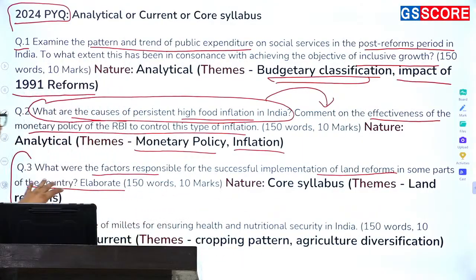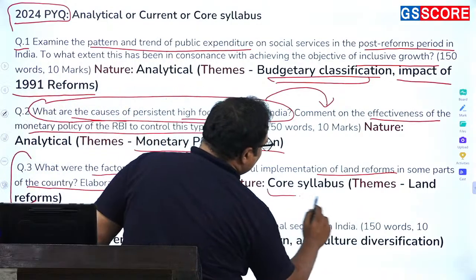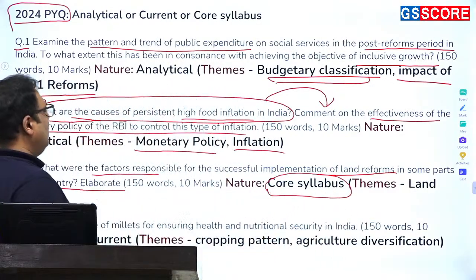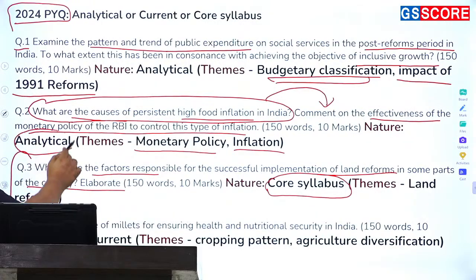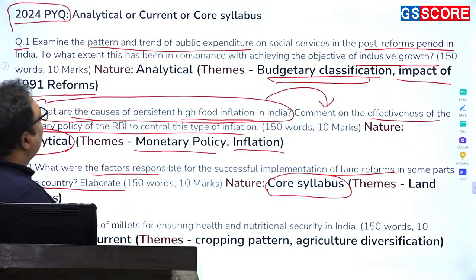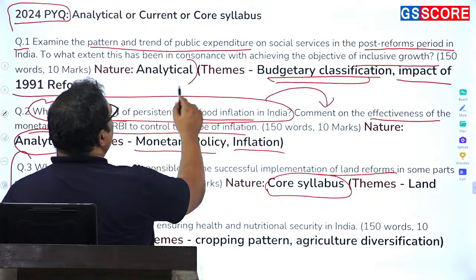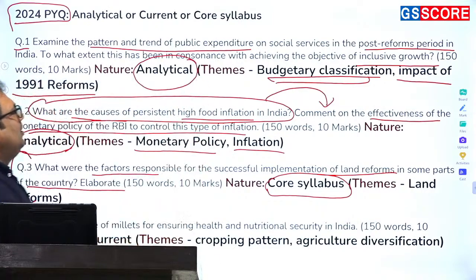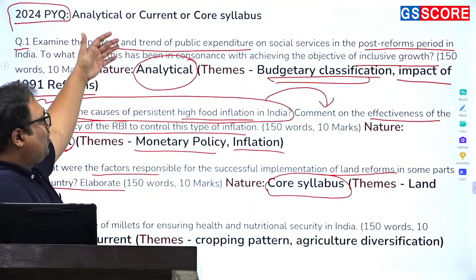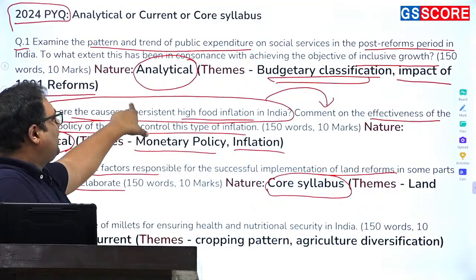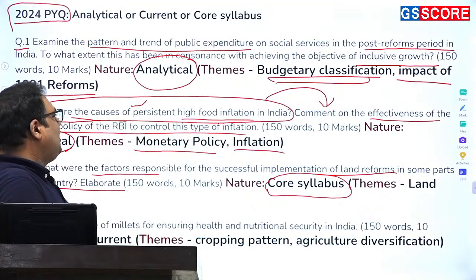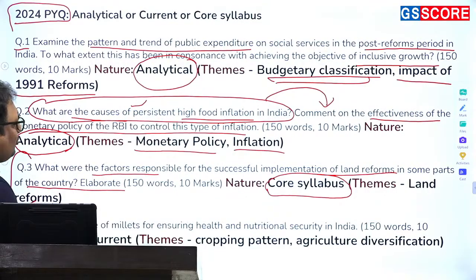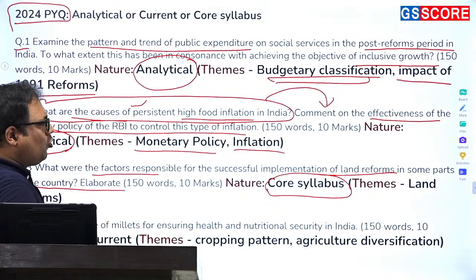So this question is from land reforms, and if you look at the nature of the question, it is a core syllabus topic, whereas the previous ones were more analytical and current based. The one previous to that was analytical in nature. Okay, it was not current based. You had to talk about long term trend. This was from a current development, but still it was applied and analytical. This is core syllabus. You do not have to talk about its impact, etc. You just have to talk about something which happened.